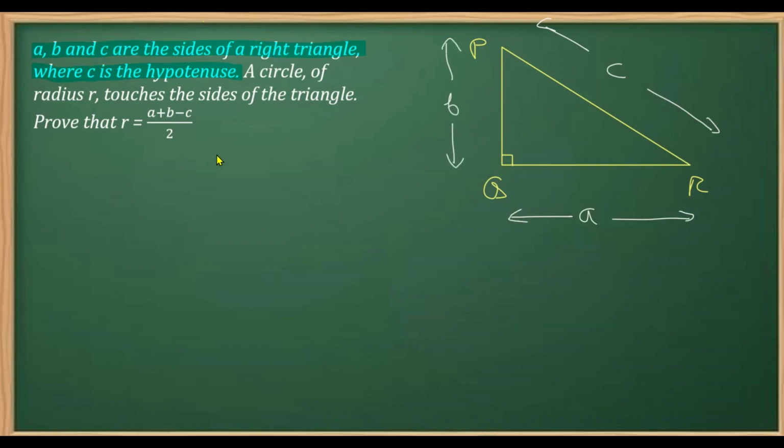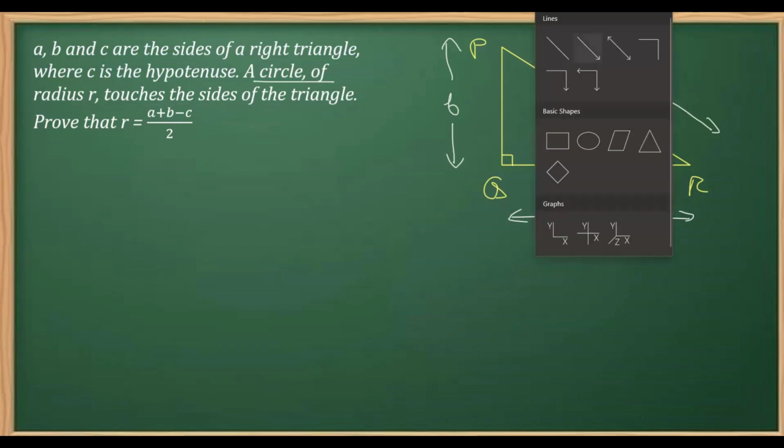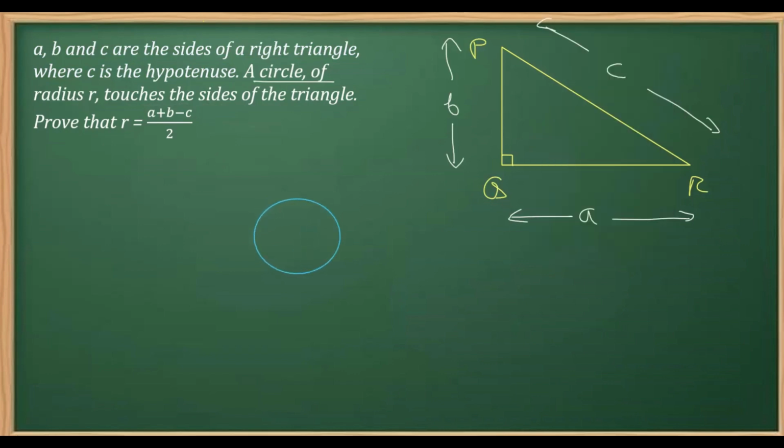Now further, what is given here, it says that there is a circle of radius R that touches the sides of the triangle. So I should make a circle first. Let's say I draw a circle over here, and I should make it so that it touches all three sides. Right, seems to be okay.